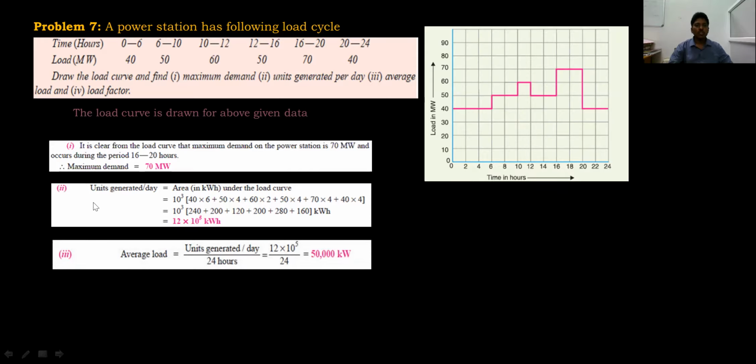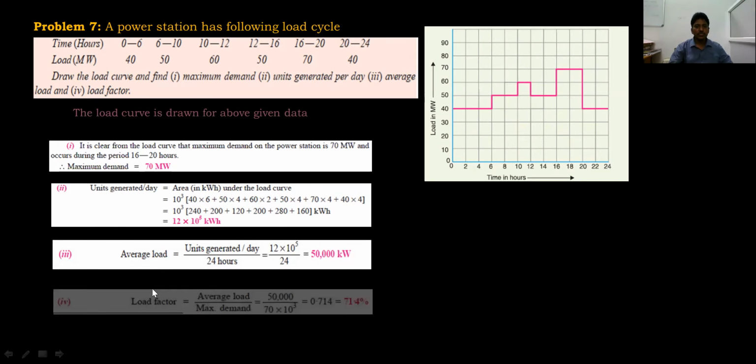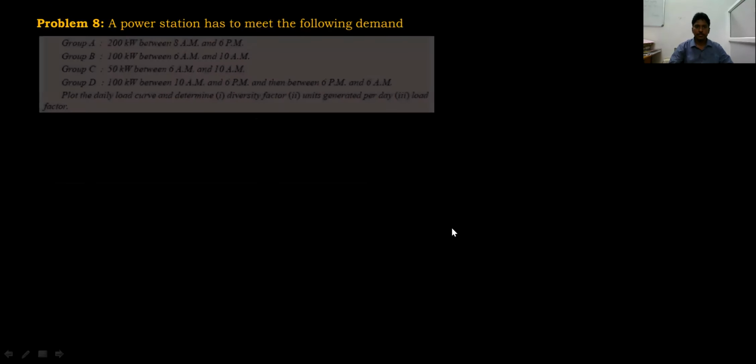And the last one is load factor. Load factor is equal to average load by maximum demand. Maximum demand we already got from the graph, and the average load we also derived. Therefore, average load 50,000 divided by 70 megawatts gives you the load factor. Load factor is always less than 1. So it is 0.714, that is equal to 71.4%. In the same way you can do any problem related to load curves.